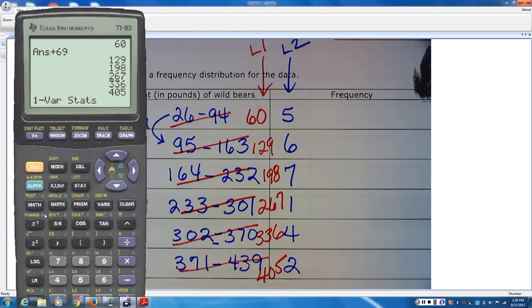So you put in list 1, then you have to put a comma, and your comma is above the number 7 key. And then you have to hit second 2 to add list 2 to that. So it has to say 1-Var Stats, list 1, list 2.